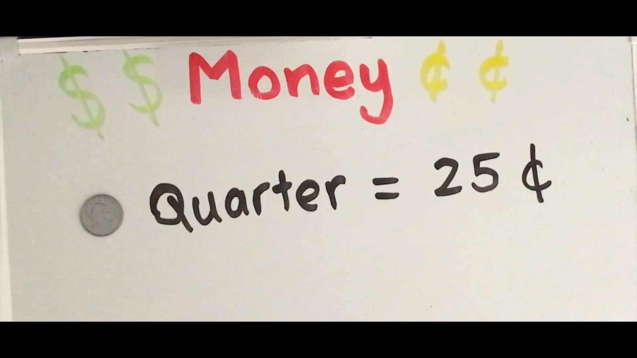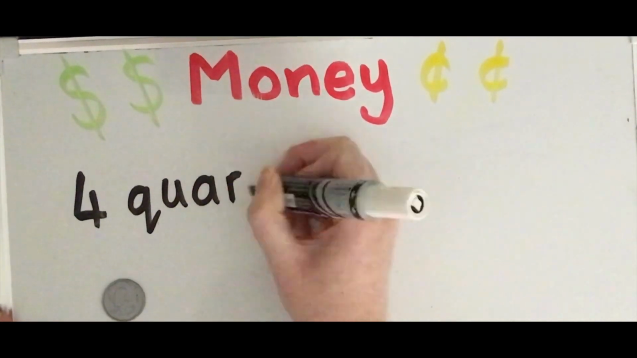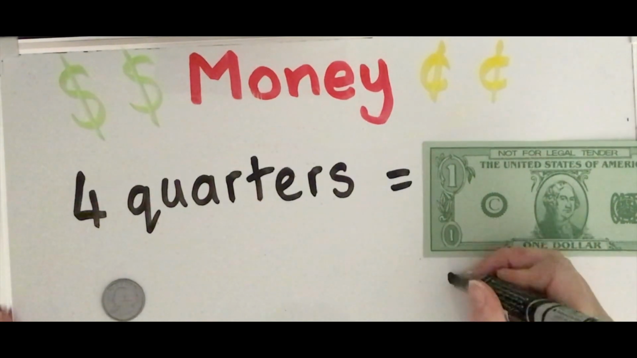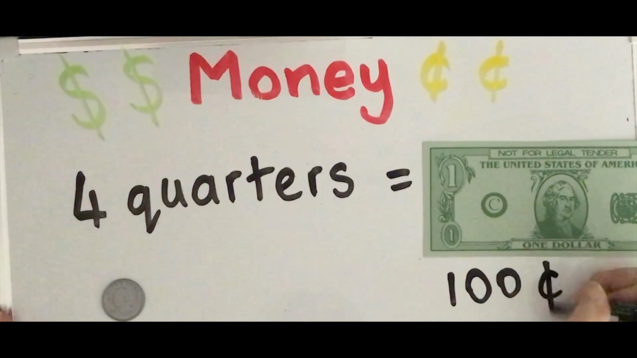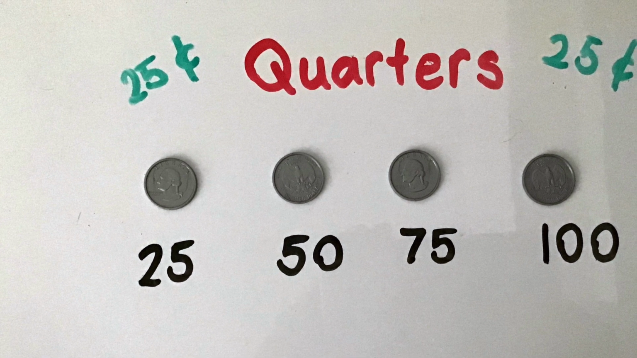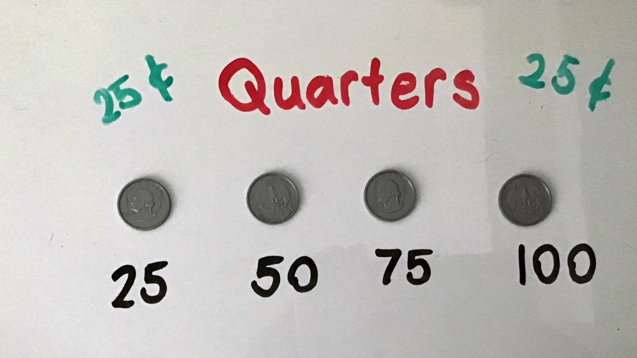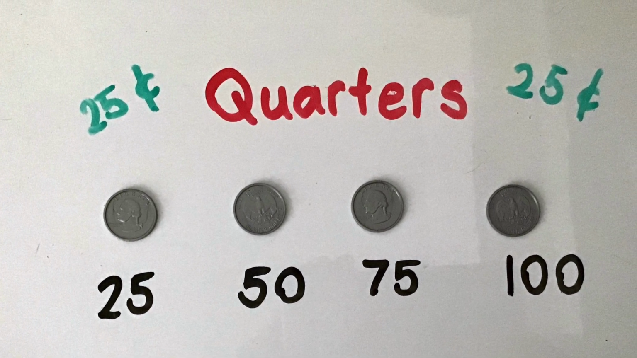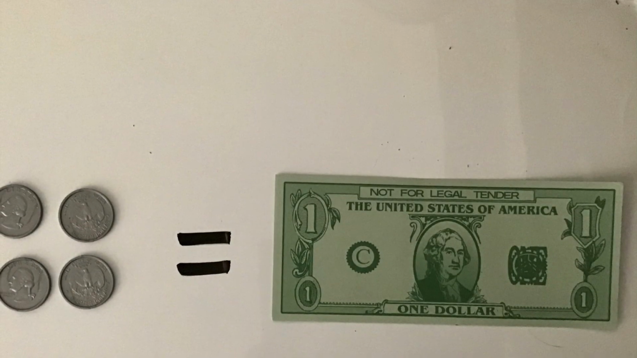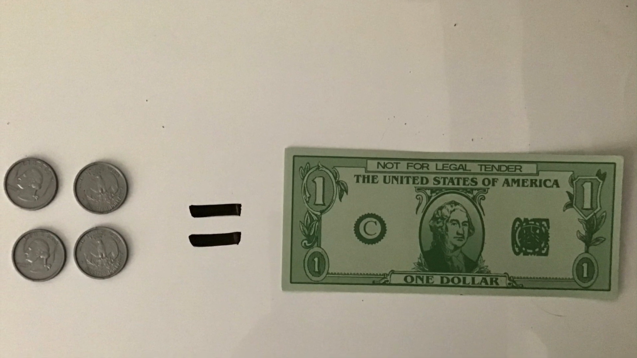1 quarter equals 25 cents. 4 quarters equals $1. That is 100 cents. To count quarters, we need to skip count by 25. Count with me. 25, 50, 75, 100. If you have 4 quarters, you will have 100 cents. Here you can see 4 quarters equals 1 whole dollar. $1 is 100 cents.